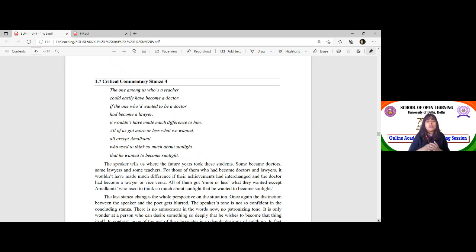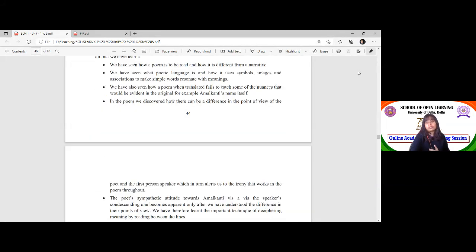Like they didn't passionately want something, that I must become a doctor. All they wanted was to become something and be stable, be established, be independent. So as a profession, as a job, it did not make much of a difference to him that he's a lawyer and not a doctor. He's okay with it. So all of us got more or less what we wanted, all except Amal Kanti. So everyone got what they wanted, but obviously Amal Kanti didn't, because he wanted to be sunlight. He used to think so much about sunlight that he wanted to become sunlight. So Amal Kanti did not exactly get what he wanted.